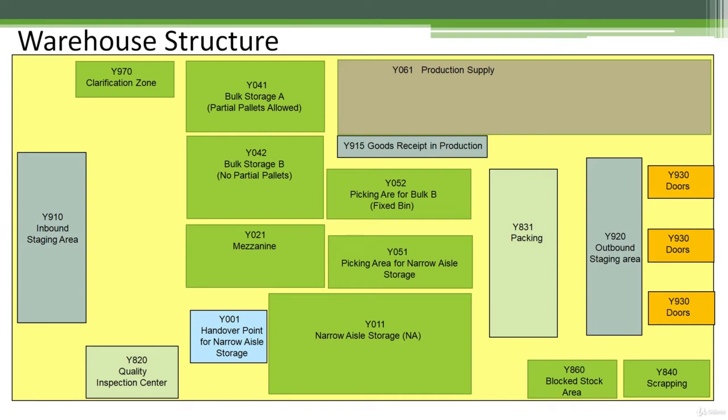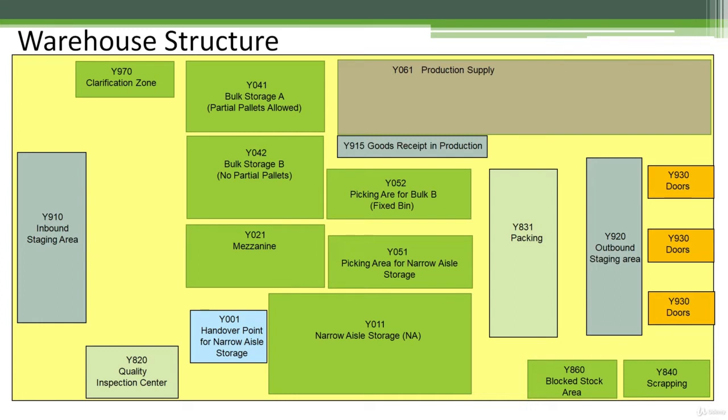We also have storage types Y052 and Y051. Y052 is going to be the picking area for bulk B. From Y042, we are going to replenish stock to the fixed bin stock in Y052. From the narrow aisle storage, we would be replenishing stock to Y051, which is the picking area for the narrow aisle storage. We have the production supply area, which is going to be storage type Y061. So during production staging, we would be supplying components from Y042, 41, 21, 52, 51.